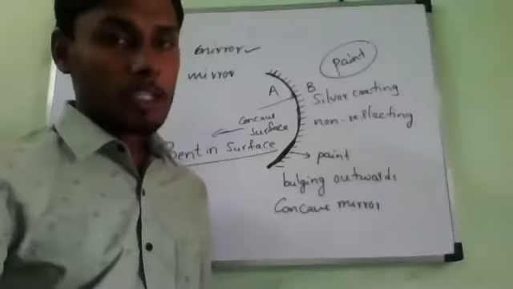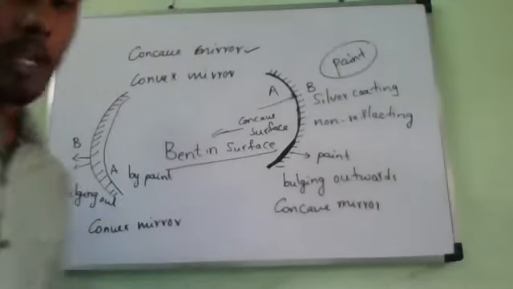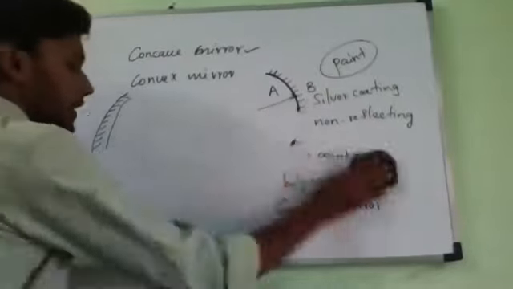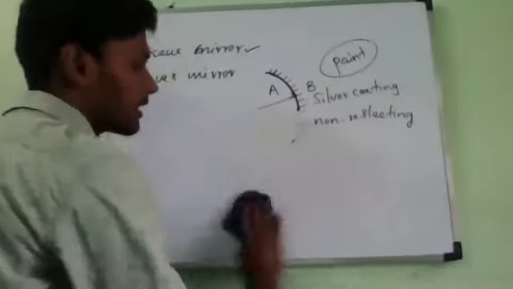Next point. Spherical mirrors are of two types. What are they? Concave and convex.